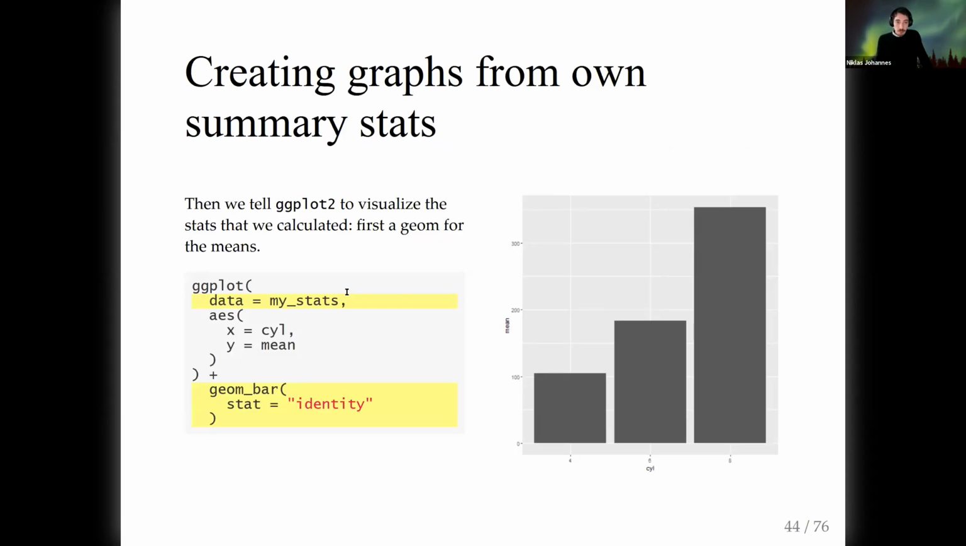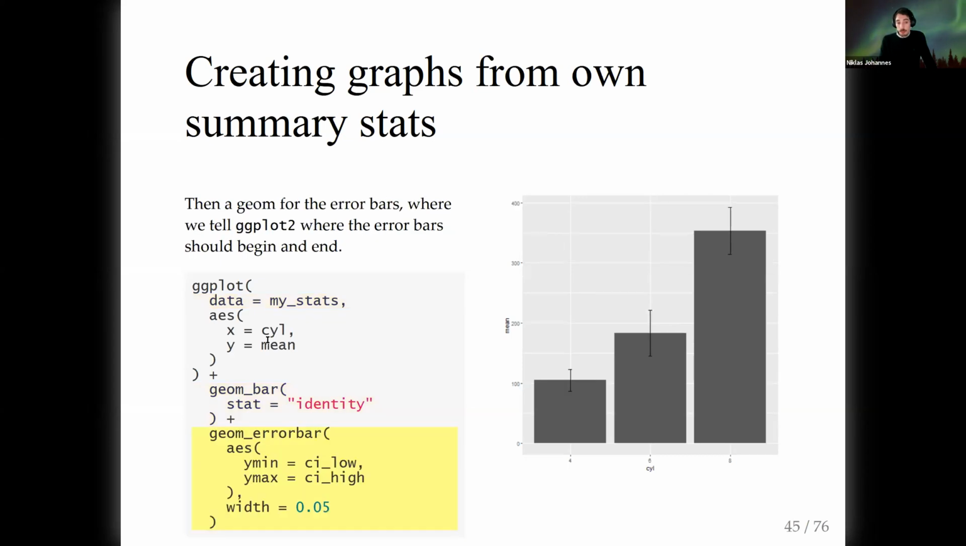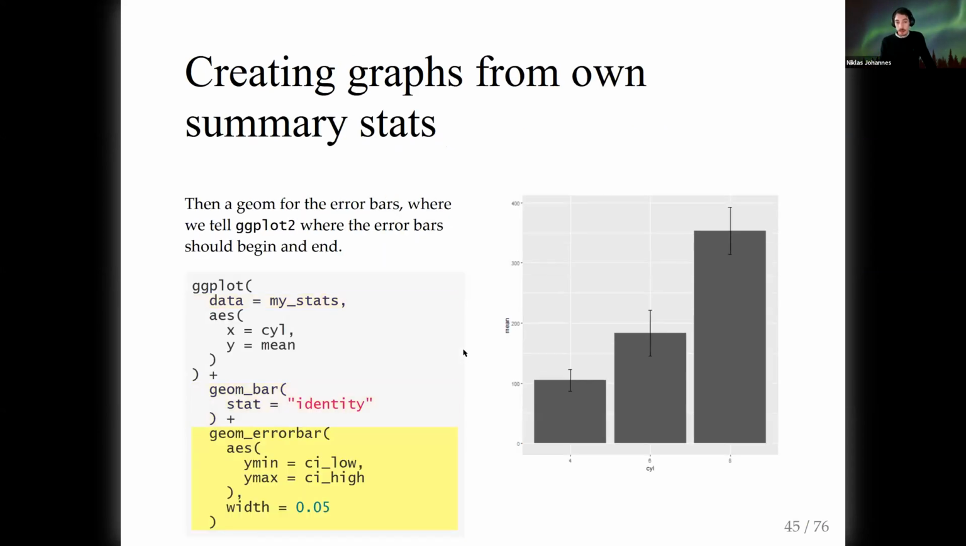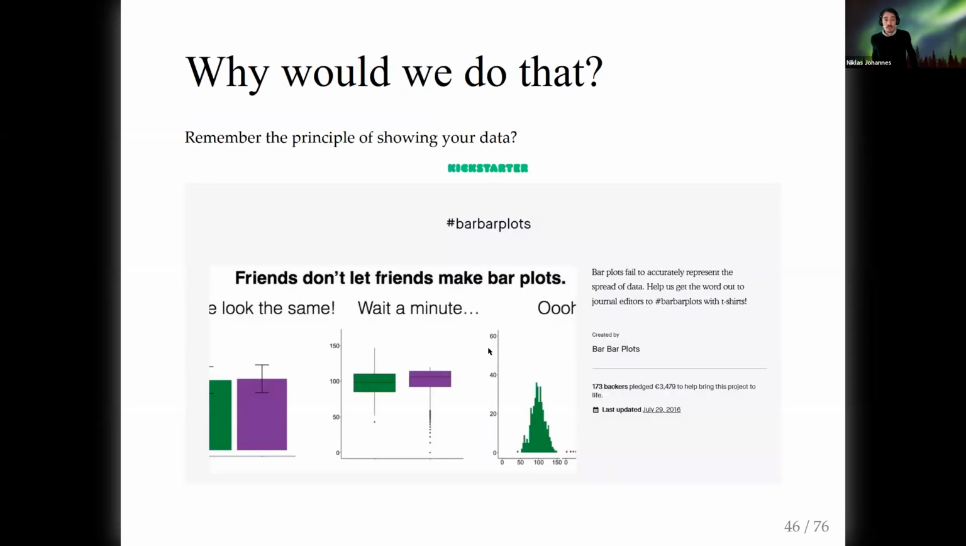Instead, we can just tell it, hey, instead of using mycars, now use my stats. And instead of calculating stuff for us, use a geom bar, and on the y-axis now is our self-calculated mean. Because that data set also contains the error bars as separate variables, CI low and CI high, we can feed those to ggplot in a geom error bar. We can tell it, hey, the minimum on the y-axis should be the lower bound, the maximum on the y-axis should be the upper bound. And that way we can, rather than relying on a black box and having ggplot calculate for us, do it ourselves, which has the advantage of you having to check your summary stats rather than just plotting something and thinking, okay, that's it. Why would we do that?